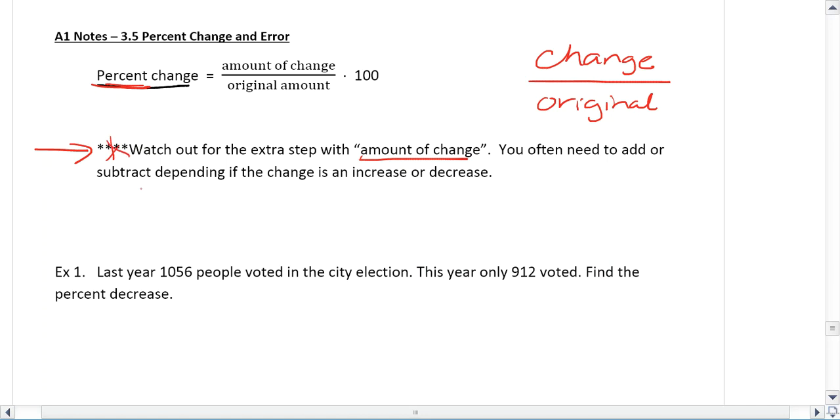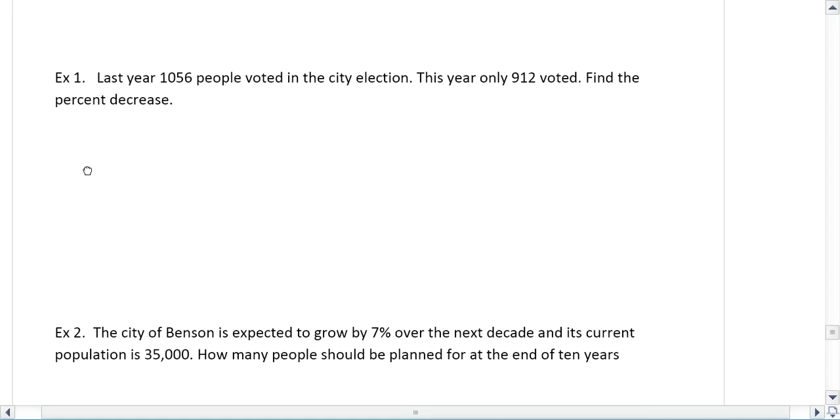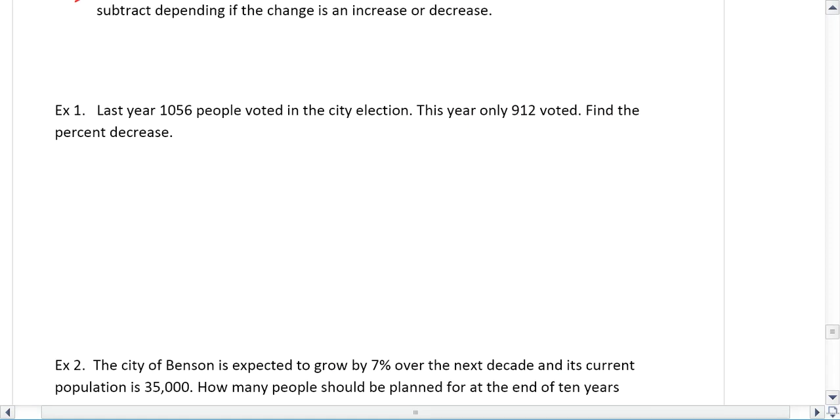So let's look at our first example. This says that last year 1,056 people voted in the city election, but this year only 912 voted. Find the percent decrease. So we're looking for the percent of change, and this time it is a decrease. And I'm just writing the formula here, so this will help me set it up. So I want to take the change and divide it by the original.